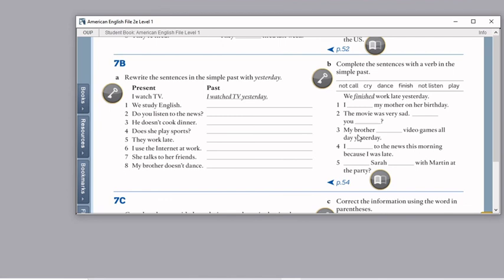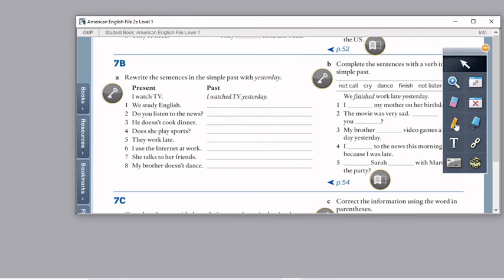Let's go to page 137, 7b, letter A. Rewrite the sentences in the simple past with yesterday. All of these are regular verbs in the present. You have an example: I watch TV. Simple present. Simple past: I watched TV. Stop the video and conjugate the verbs in the simple past.